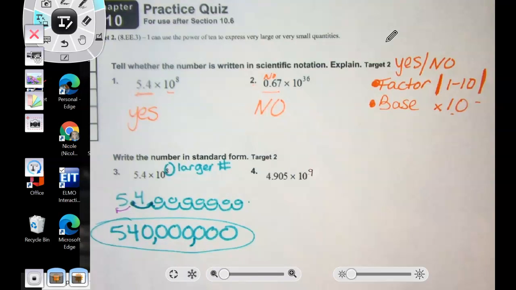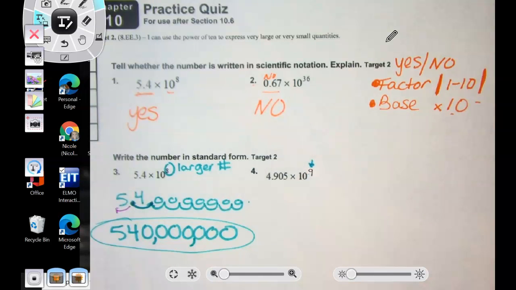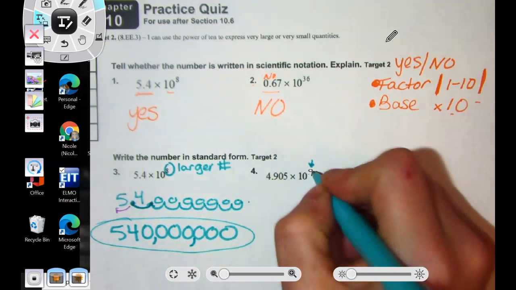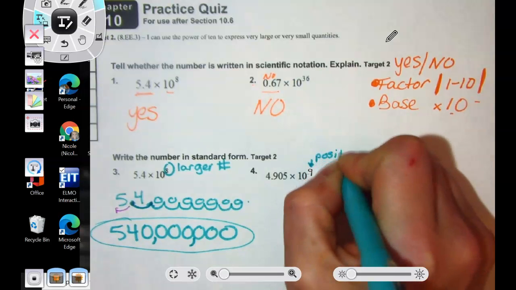I changed number 4 on the practice quiz just to be a little bit nicer because I put a mean number on there where it's like 20 some zeros. So I'm just changing this just for the video. But again, we start with a positive exponent, okay? A positive exponent.